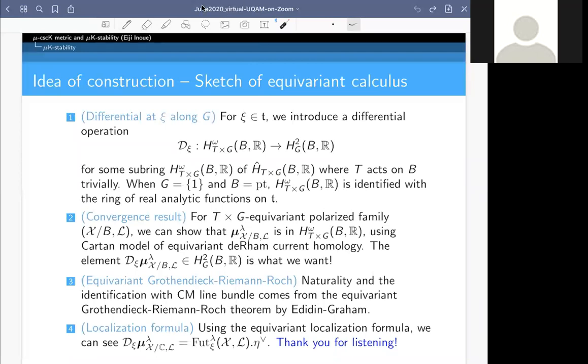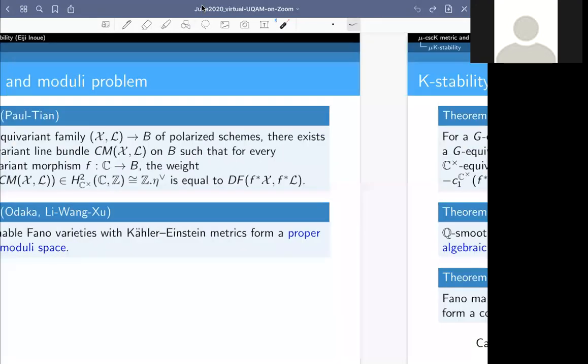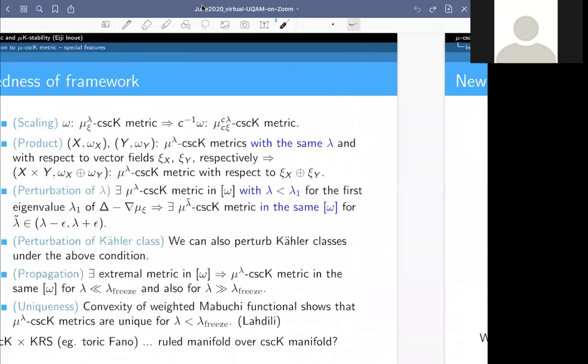I guess my question is the following. This mu constant scalar curvature, it's an interesting condition, but how restrictive is it compared, for instance, with extremal? And more generally, do you know any monotonicity results about the Futaki invariant, in the sense that if you have extremal, then do you expect to always have mu extremal and so on?